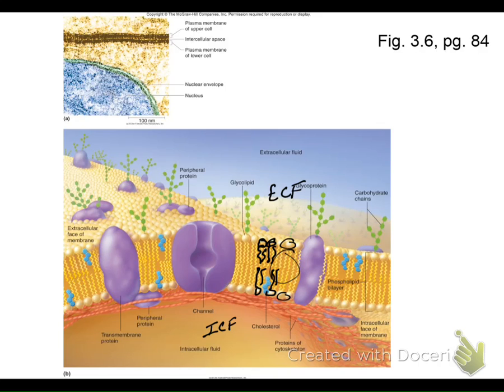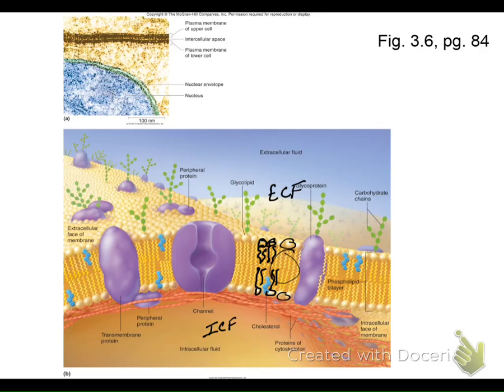What's hydrophobic? The fatty acid tails are hydrophobic. They're water-fearing. But what about these phosphate heads? They're hydrophilic. They're water-loving. So these molecules are going to want to arrange themselves so that the hydrophobic portions are as far away from the water as possible, and the hydrophilic are as close to the water as possible. And as a result, we get this bilayer, this phospholipid bilayer.